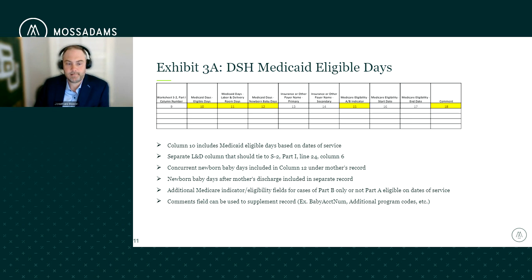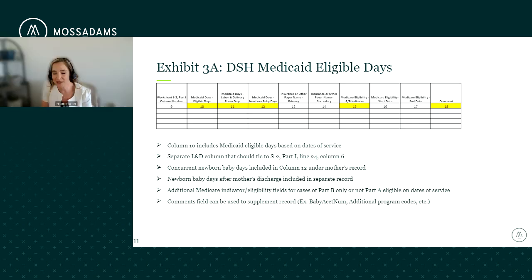So we just had a really great question come in. It's something that we discussed internally as well as we prepared these templates. What if the baby is born on the mom's day 2 of her stay, but the baby's stay is longer than the mom's discharge date? Could you still claim the full baby stay on that same record?